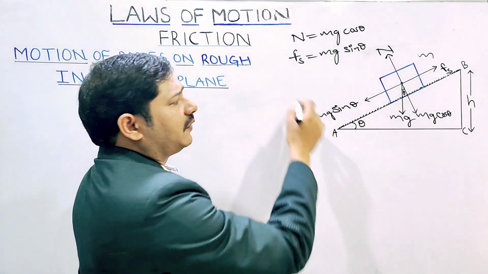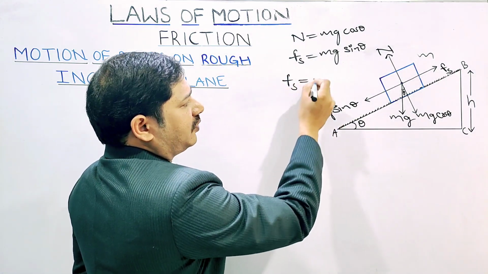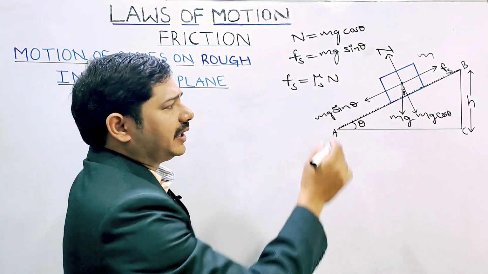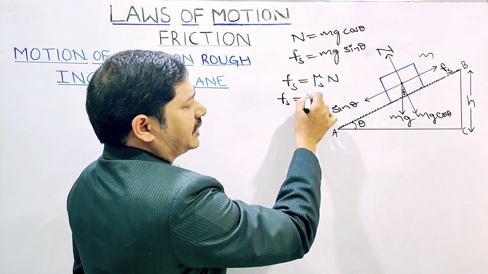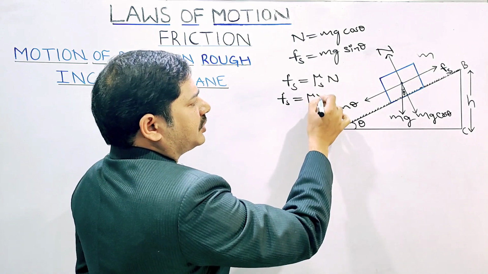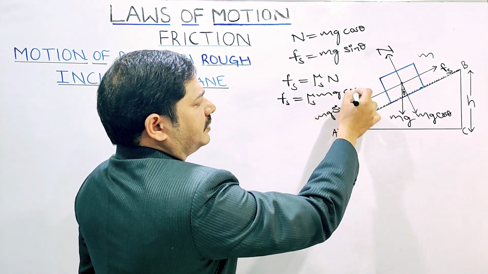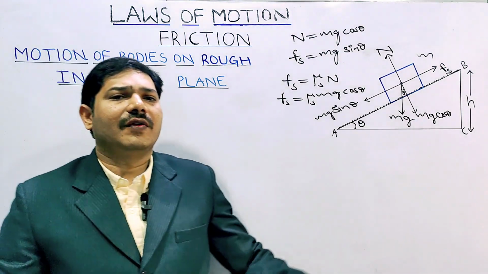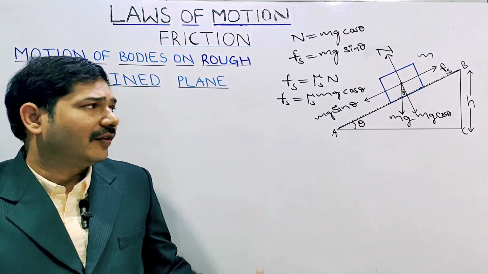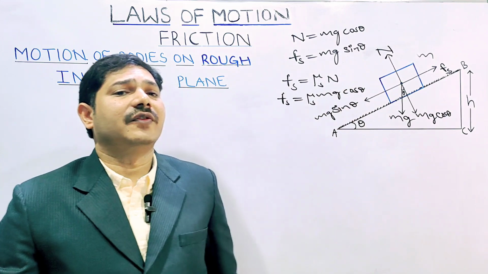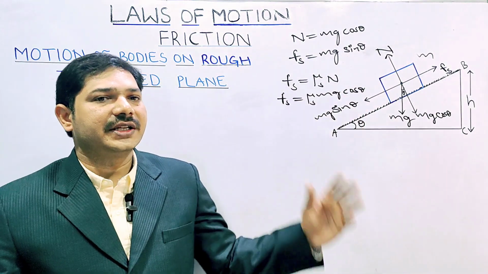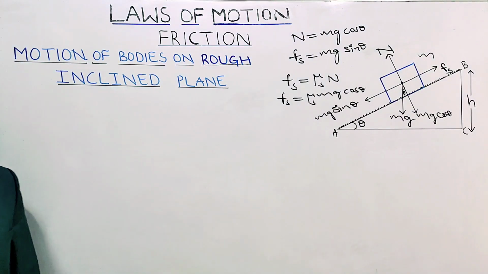And we know the frictional force formula: Fs is equal to mu s into N. Instead of N we can write Mg cos theta. Now, what would be the acceleration? What will be the resultant force when the body is sliding down? The first case we will discuss is when the body is sliding down.